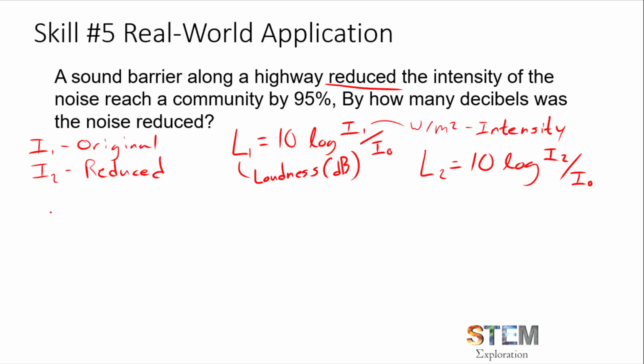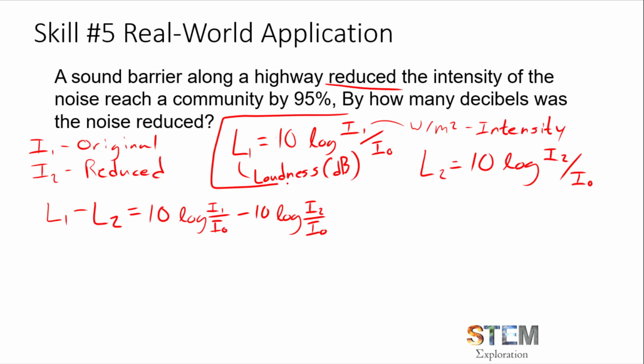We can set up the problem by saying the original loudness minus the new loudness gives us the number of decibels we're aiming for, and this equals 10 log of I1 over I naught minus 10 log of I2 over I naught. From a mathematical perspective, this is how we would do it. This is really the main relationship you will need to know for any loudness or sound type problem.